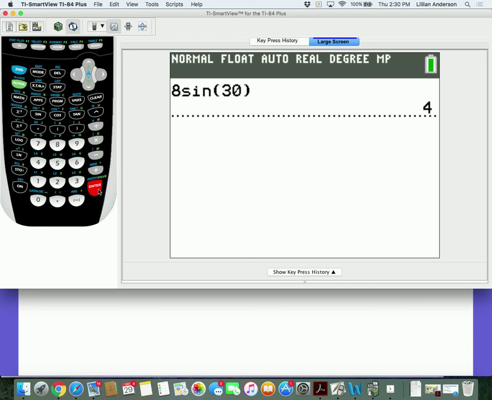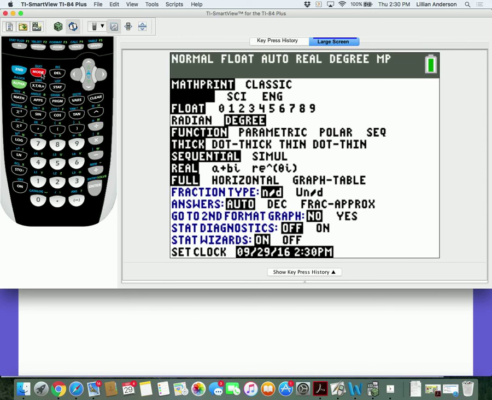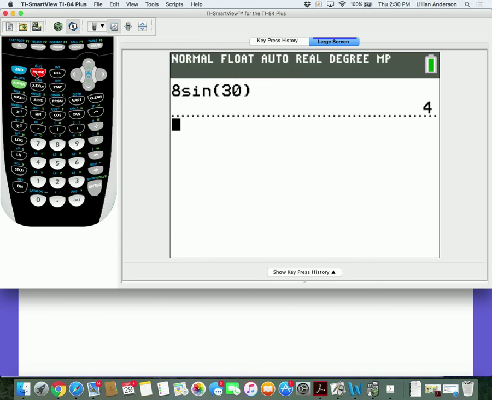When you're doing trig equations, trig ratios, you want to make sure that your mode, click mode right beside your second button, is in degree. Because aren't we dealing with 50 degrees or 30 degrees? So you want to make sure you're in degree mode. All you do is go down to degree, make sure you click it to highlight it, and then quit out of this. That way when you go back and type it in again, you actually get 4. So whenever you're doing a trig problem, make sure you're in degree mode.